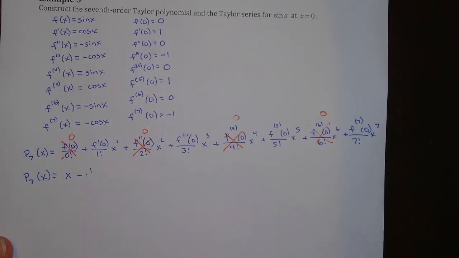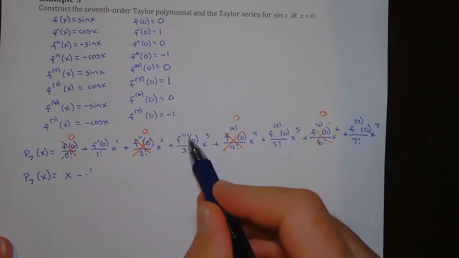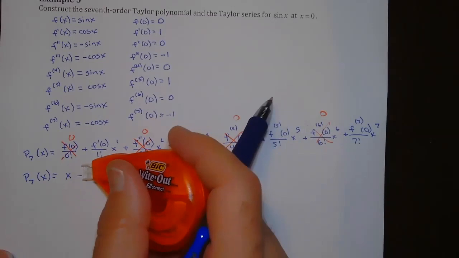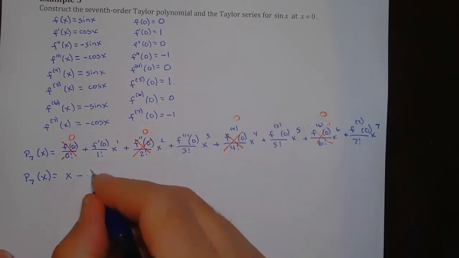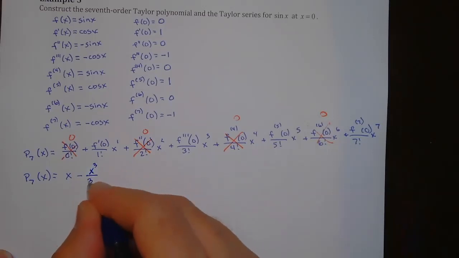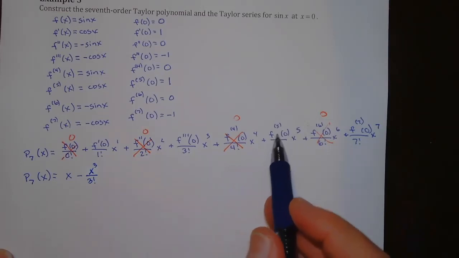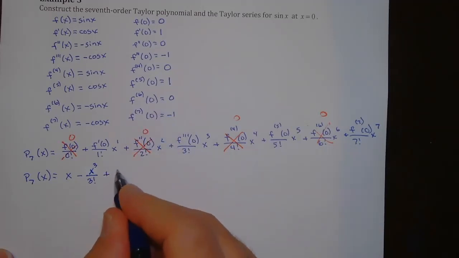Actually, I take that back. I'm going to take these numbers right here, the numerators, and multiply it by x cubed. So it's going to be 1 times x cubed, which would be x cubed. So minus, that's how it's normally written, minus x cubed over 3 factorial. And then the fifth derivative at 0 is 1, so that's going to be plus x to the fifth over 5 factorial.